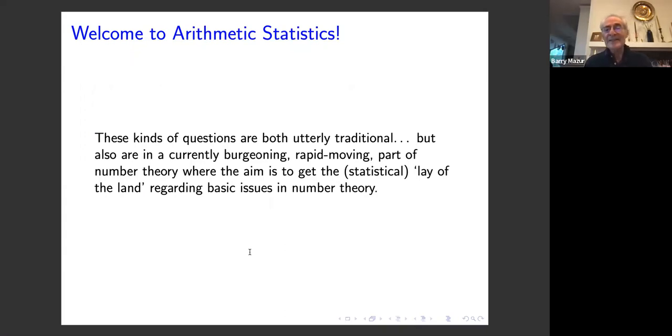The types of questions, density type questions, are utterly traditional, as I indicated by Dirichlet's work, but also are in a currently burgeoning, rapidly moving part of number theory, the aim being to get the statistical lay of the land regarding basic issues in number theory. So I hope we'll have a good Q&A regarding all this.